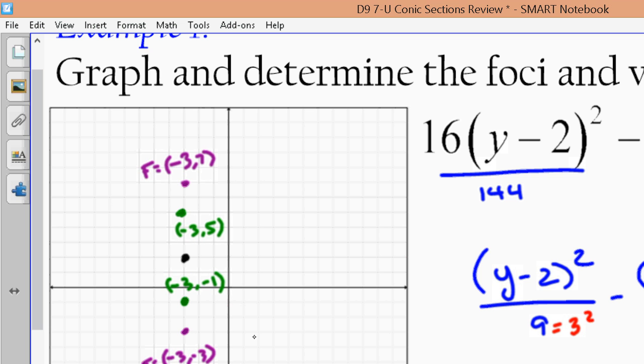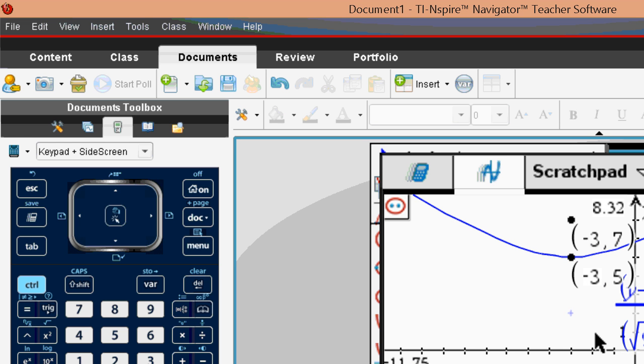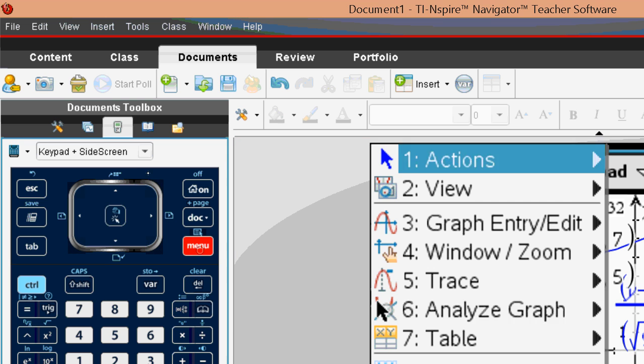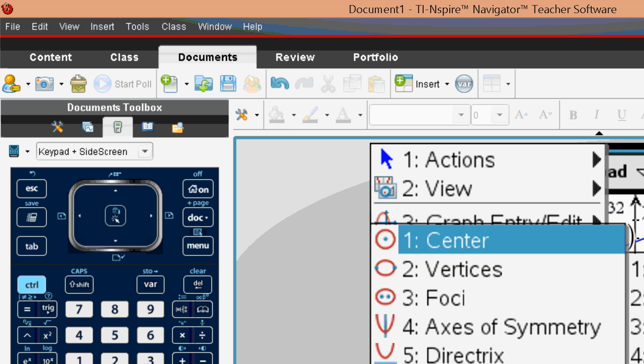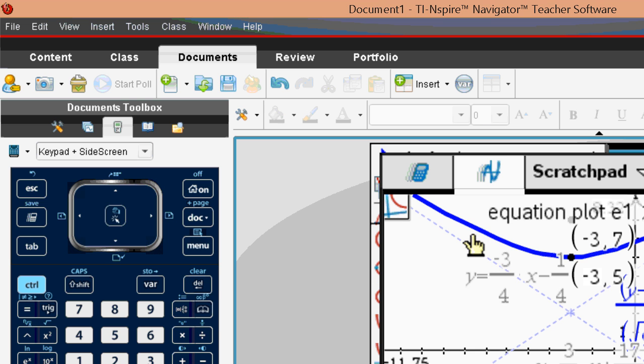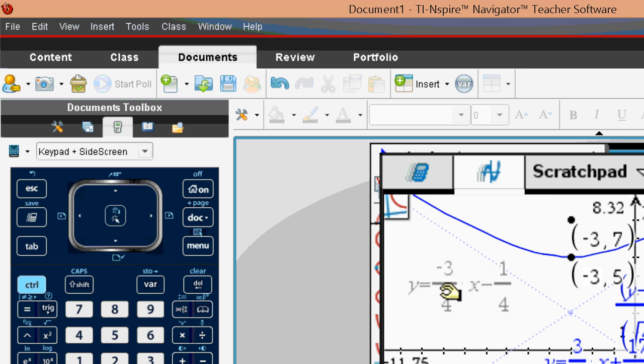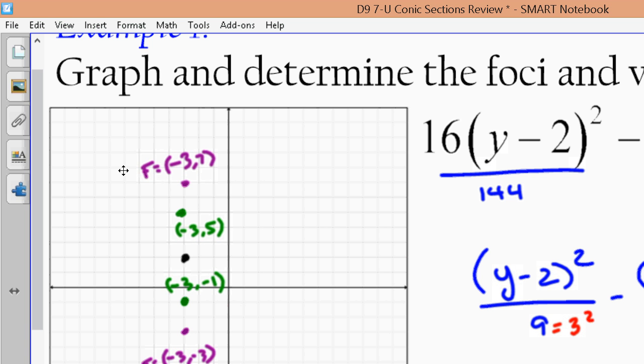And to help you out, you can also find other things, such as we could find an asymptote by going Menu, Analyze Graph, Analyze Conics, Asymptotes. Highlight the shape. And this would tell us that our slope is -3/4, and this one's +3/4, which just means from the center we're going up 3 and over 4.